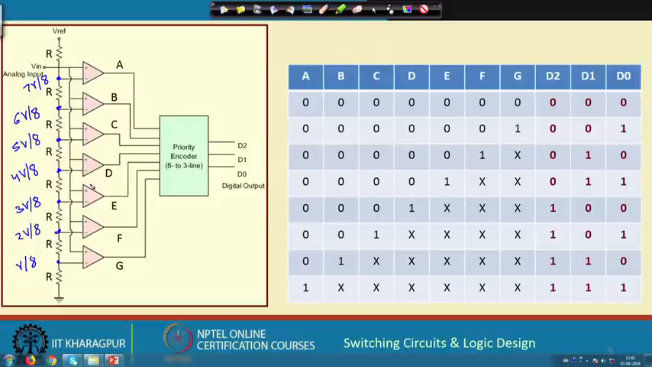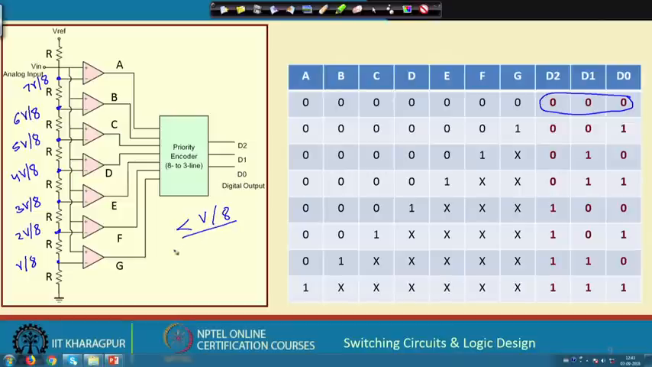Depending on the input voltage, suppose input voltage is less than V reference by 8. In the plus inputs, I am connecting the input voltage V in, the analog input, and these reference voltages are connected to the minus inputs. So, if the plus input is less than all of them, the outputs A, B, C, D, E, F, G will be all zeros. So, it will be 0, 0, 0, 0. In such cases, the priority encoder is generating a digital output of 0, 0, 0. That is the lowest voltage level.